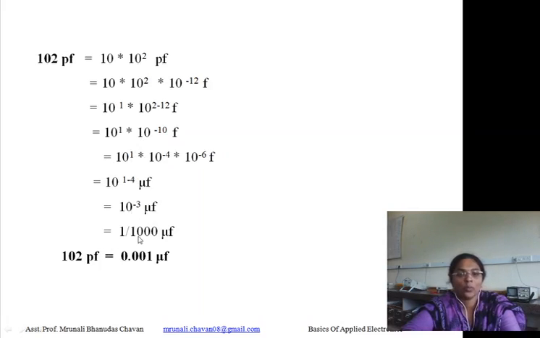It is equal to 1 by 1000. Means if we do this, there are three decimals, so the decimal point will be shifted to the left by 3 decimals. So it will be 0.001 microfarad. So we get here for 102 pF the value of capacitor in microfarad is 0.001 microfarad.